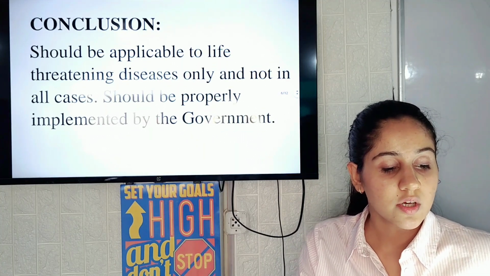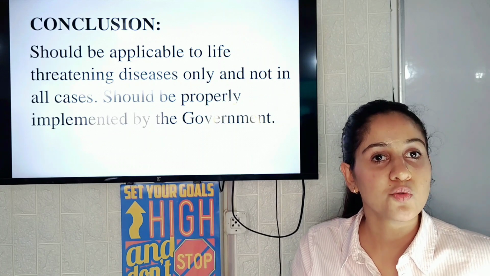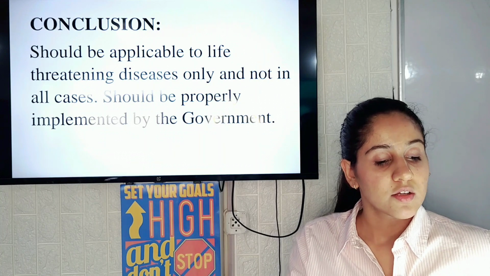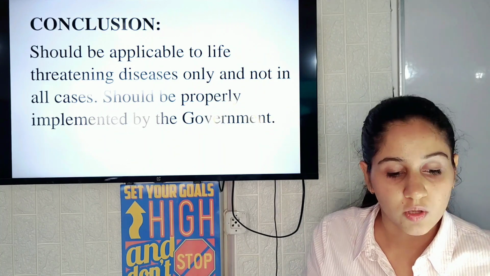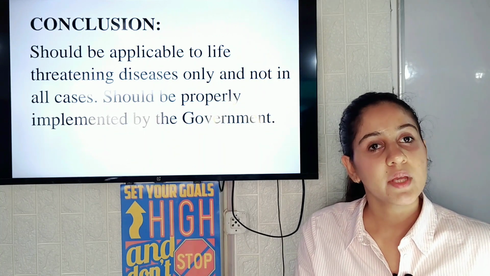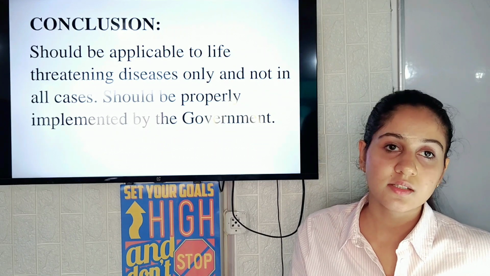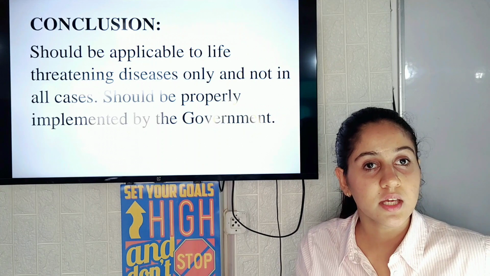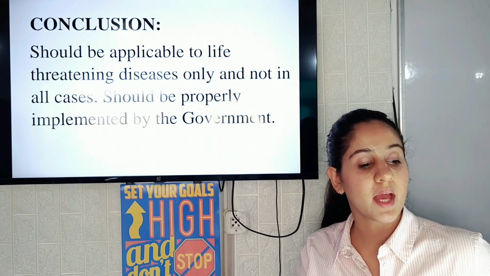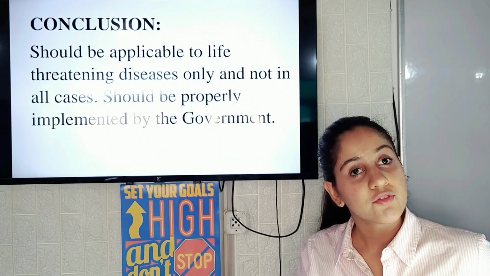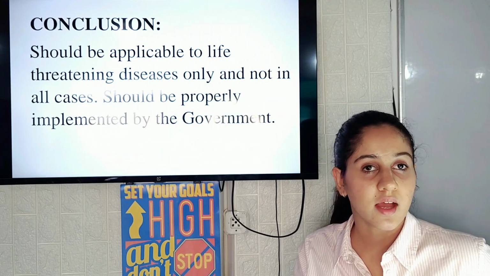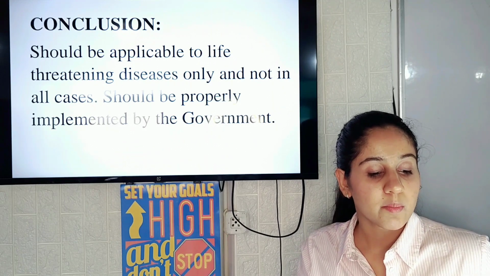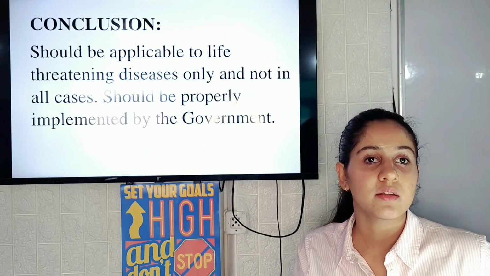In the conclusion, definitely start with 'in conclusion, agglomerating all the points.' Agglomerating means just the collection, the summary of all the points. So it should be applicable to life-threatening diseases only and not in all cases. If euthanasia is made legal, then it should be applicable only to life-threatening diseases such as AIDS and cancers, not the normal cases, and should be properly implemented by the government.